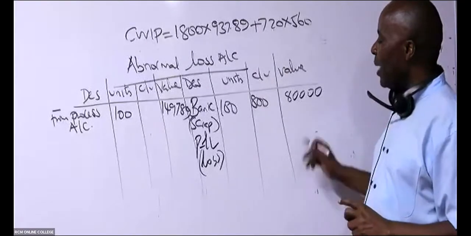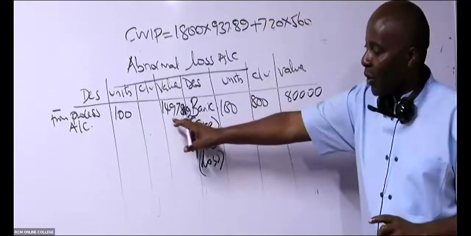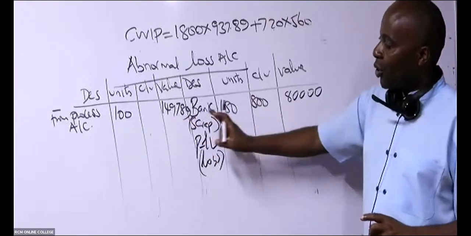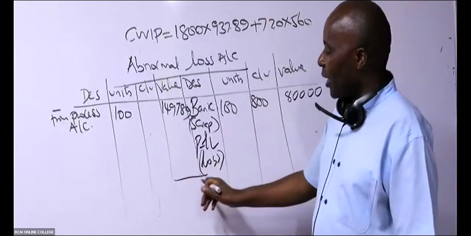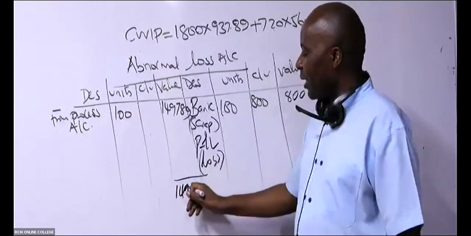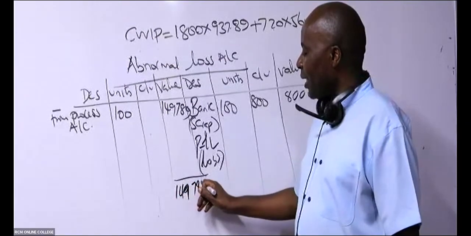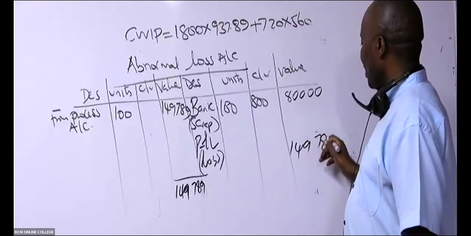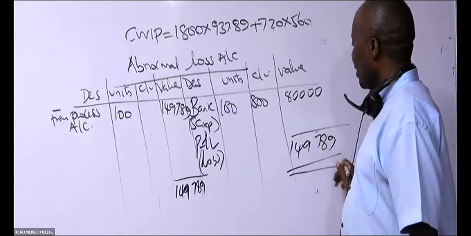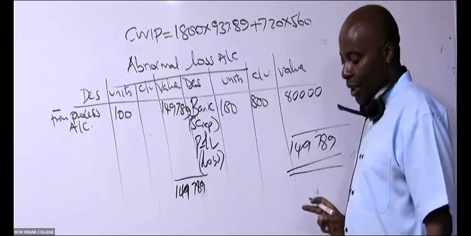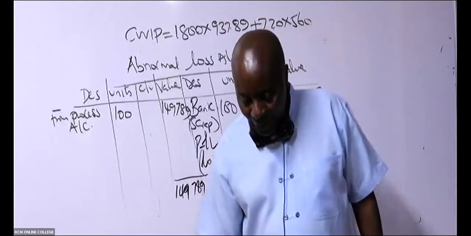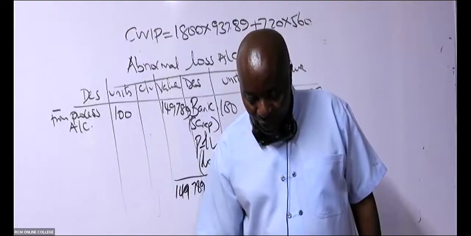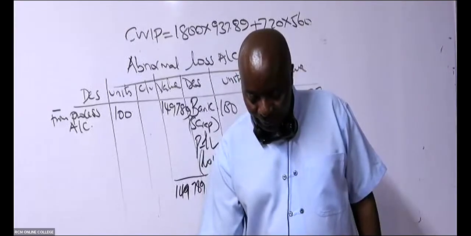So the loss will be how much? You only look at the values. So the balancing figure on this side will be 149,789. So in this case, you take this minus this. What are we able to get, my good students?